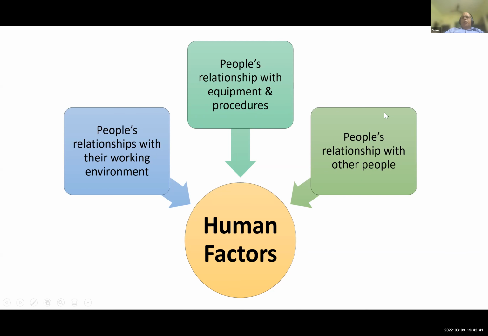And people's relationship with other people, when they're working together as teams, it is imperative that people work as a cohesive unit. The weakest link in the team is the one that makes the team performance falter. So people's relationship with other people is the other important human factor.